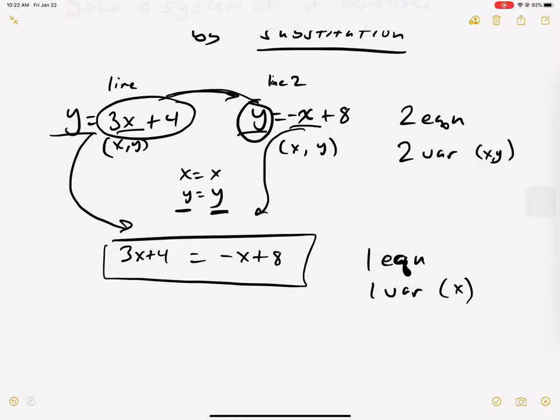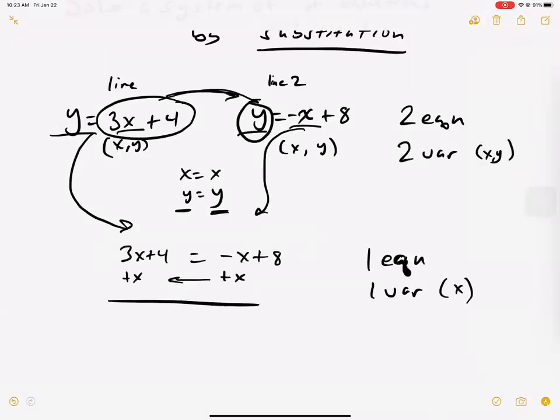Now let me go ahead and show you how we're going to solve this. Let's combine our x's. I see I have positive 3x and a negative x. I'm going to always move x's to the side with more. So which side has more, the 3x or the negative x? Hopefully you're saying the 3x. So I'm going to add x to both sides because I want to move this negative x over. Opposite operations. That's 4x plus 4 is equal to 8.